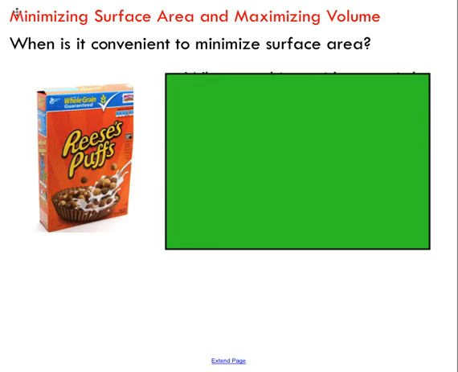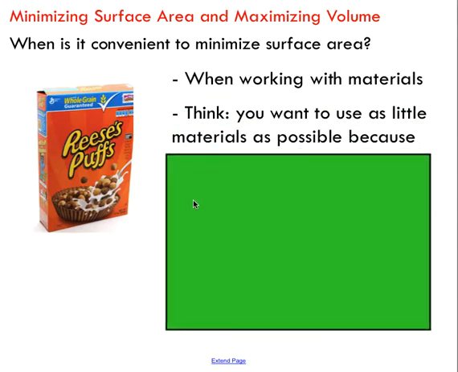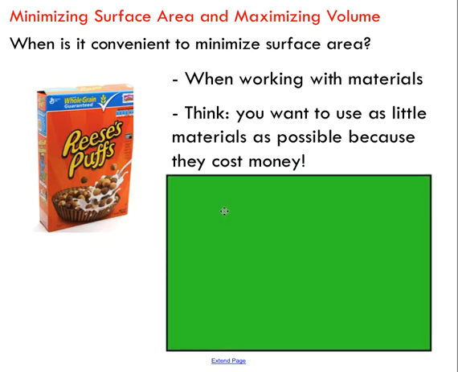But just to get back on track, we're talking about minimizing surface area and maximizing volume. So you got to think to yourself, when is it convenient to minimize surface area? In the last lesson, we talked about maximizing area, getting the most possible space. Well, minimizing surface area makes sense if you're working with materials. So you want to use as little materials as possible. And the reason for that is because materials cost money.